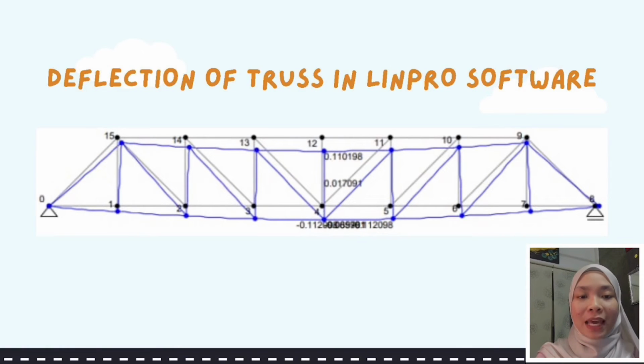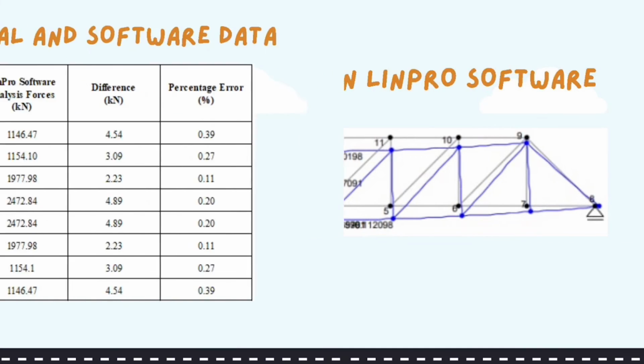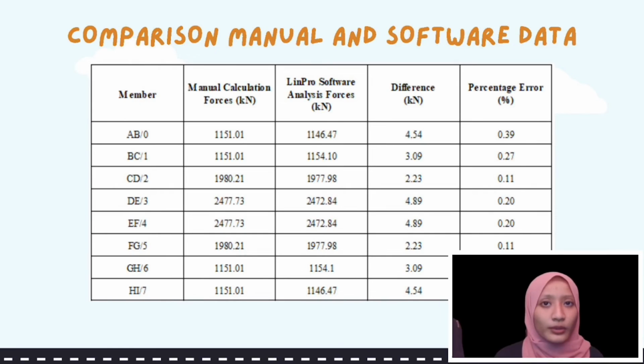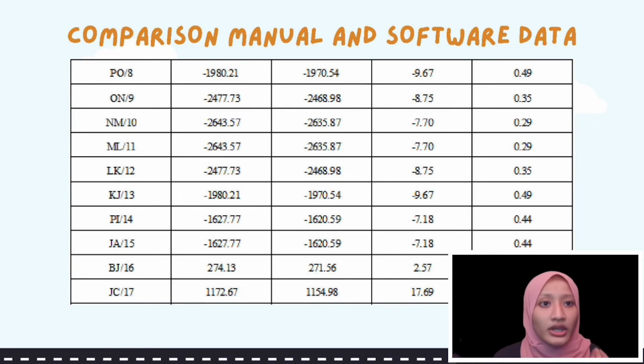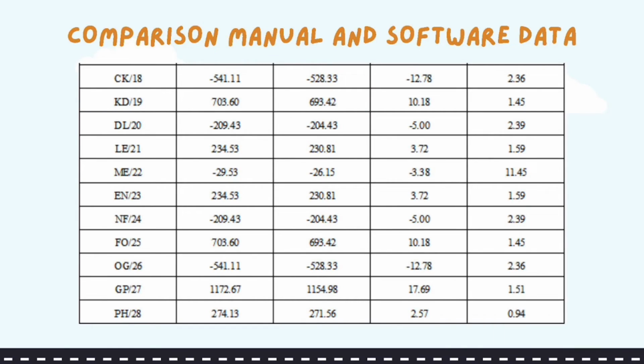As you can see in the figure above, this is the result of deflection line that we get using LIMPRO software. That the deflection that we get, which is 0.016879 meter. This is the comparison data between manual calculation and software calculation. We can see the difference, but it's not too much.